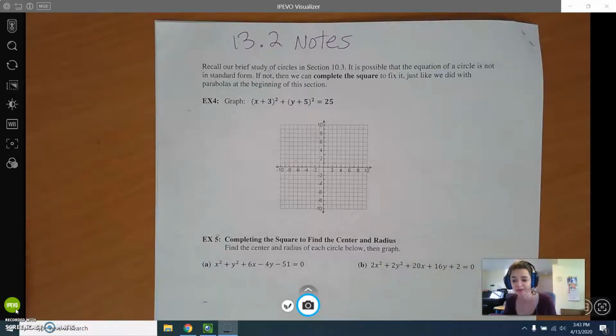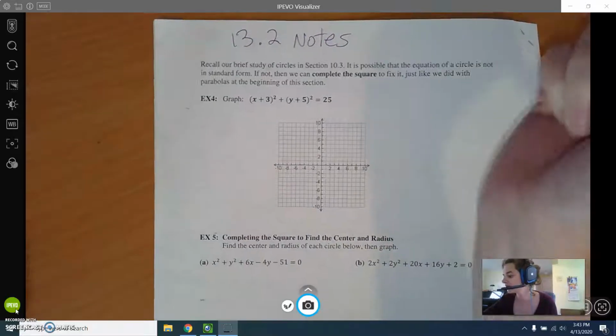In case you're wondering where they are on your note packets, it's at the very last page of the chapter 11 notes. For 13.2, we're actually not even doing the whole section, we're just doing the part on circles. So if you have watched the Pearson video and it talks about ellipses, we're not doing ellipses, we're just focusing on circles, okay? So if you guys remember from section 10.3, we did circles a little while ago.